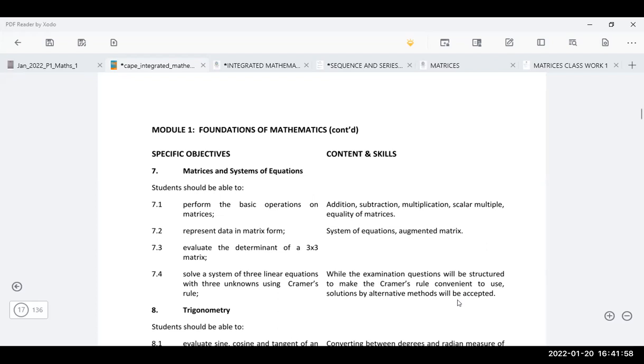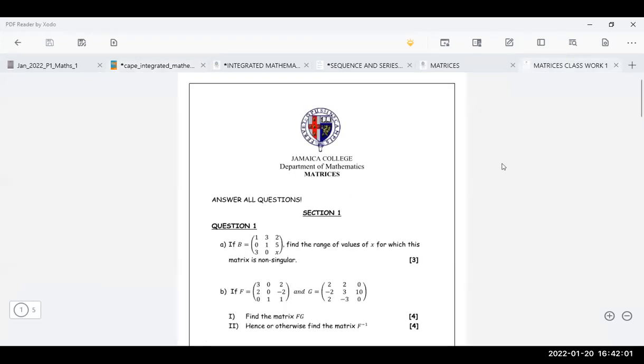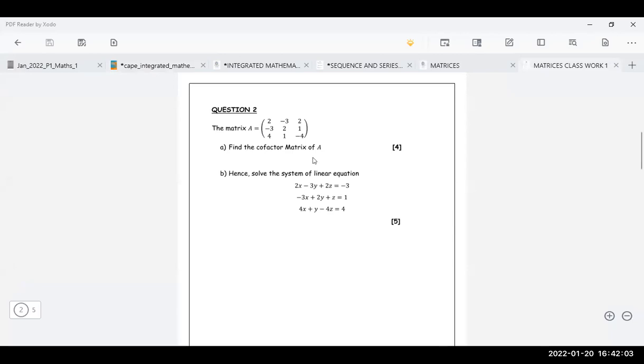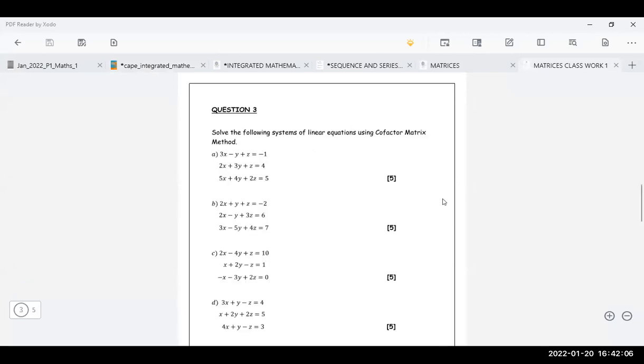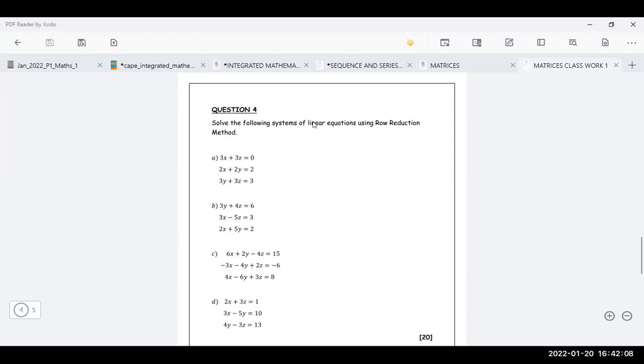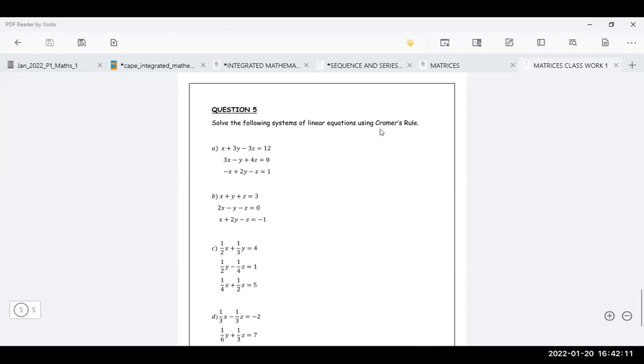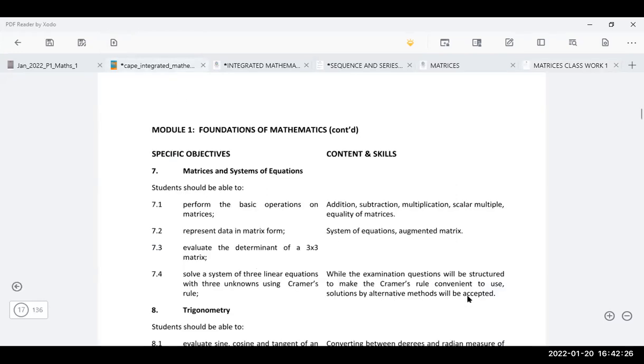So I'm going to show you all three methods, because if you notice in the worksheet that we're going to be doing next week, you're going to see cofactor method, you're going to see row reduction, and you're going to see Cramer's rule. Whichever way you find the easiest, you use, all right? We're going to start with Cramer's rule because that's on the syllabus. But notice the syllabus said other methods are accepted, right? Yes, sir. So you can determine which way is easier to you.